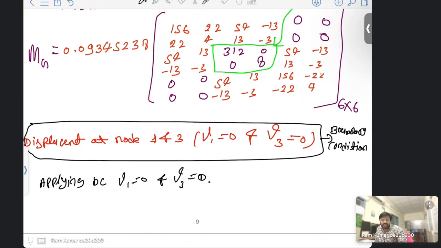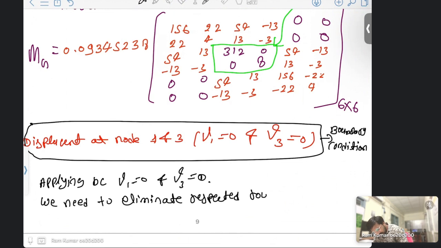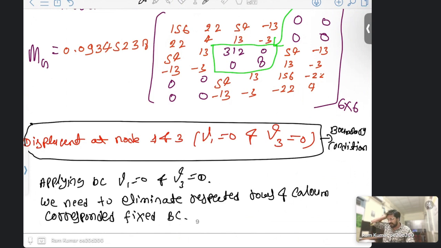Now we have to eliminate the respective row and column. Okay, so what I'm saying, we need to eliminate the respective rows and columns corresponding to the fixed boundary condition. So here b1 and b3 are 0. So what we have to do?